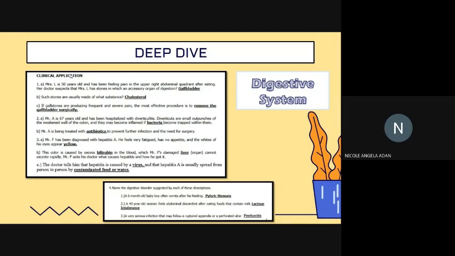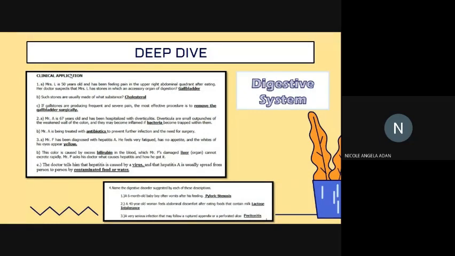Number 4, name the digestive disorder suggested by each of these descriptions. Number 4.1, a 6-month-old baby boy often vomits after his feeding. The answer is pyloric stenosis. Number 2, a 40-year-old woman feels abdominal discomfort after eating foods that contain milk. The answer is lactose intolerance.